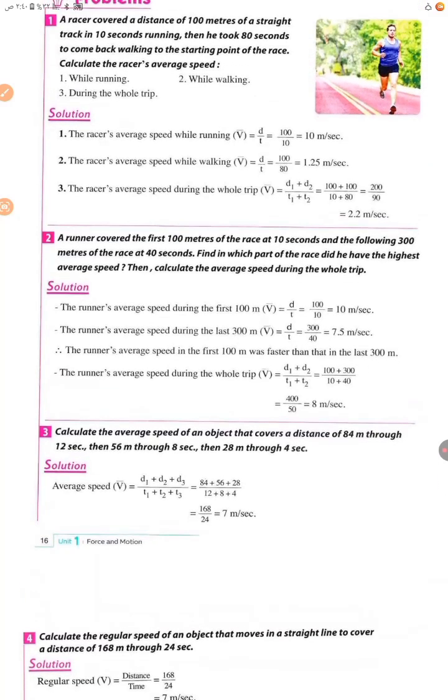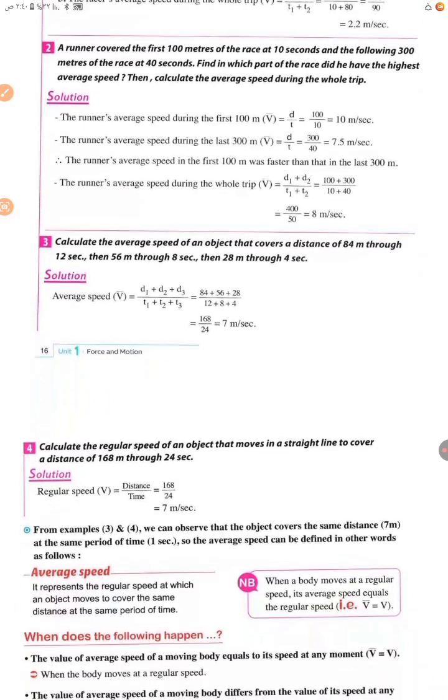The runner's average speed during the first 100 meter: v equals distance over time, 100 over 10 equals 10 meter per second. The runner's average speed during the last 300 meter: velocity equals distance over time, 300 over 40 equals 7.5 meter per second. The runner's average speed in the first 100 meter was faster than that in the last 300 meter.